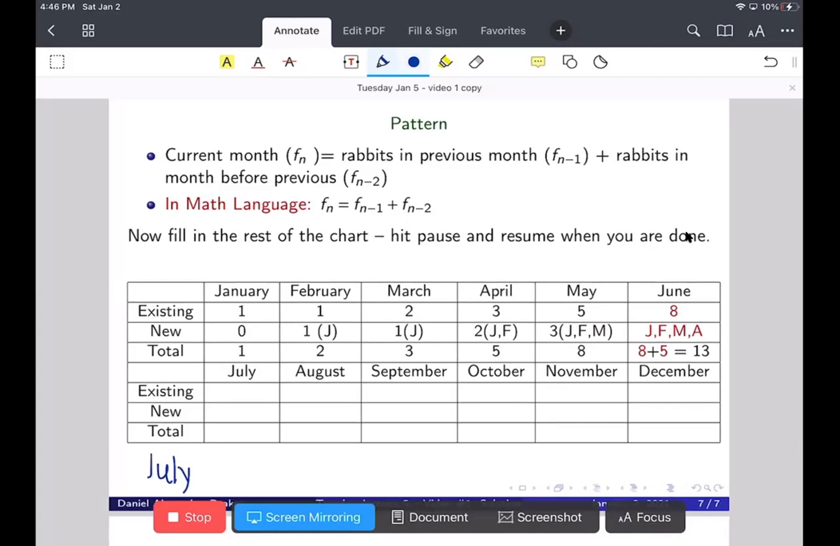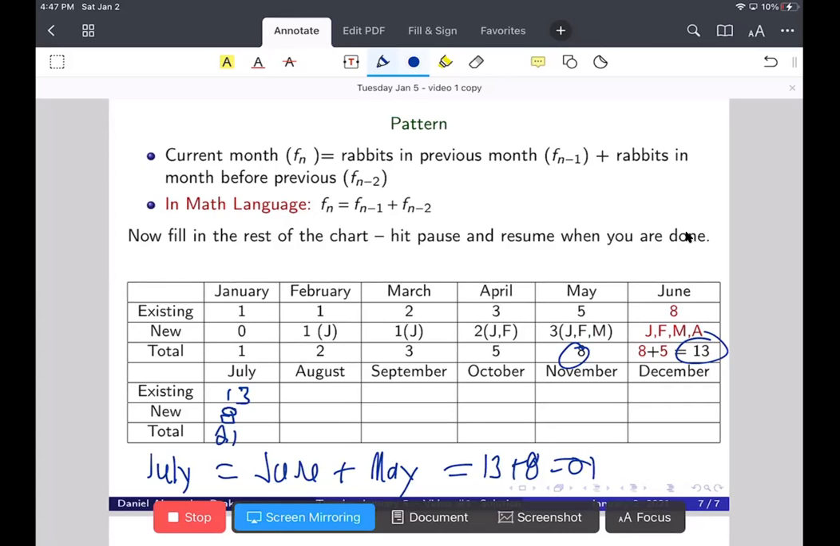July is going to be the June total plus the May total. That's going to be 13 plus 8, which is 21. So this number we put here is how many pairs were already there. At the end of May, all those 8 pairs can give birth, so they give birth to 8 new pairs. We have a total of 21. So let's go to August.